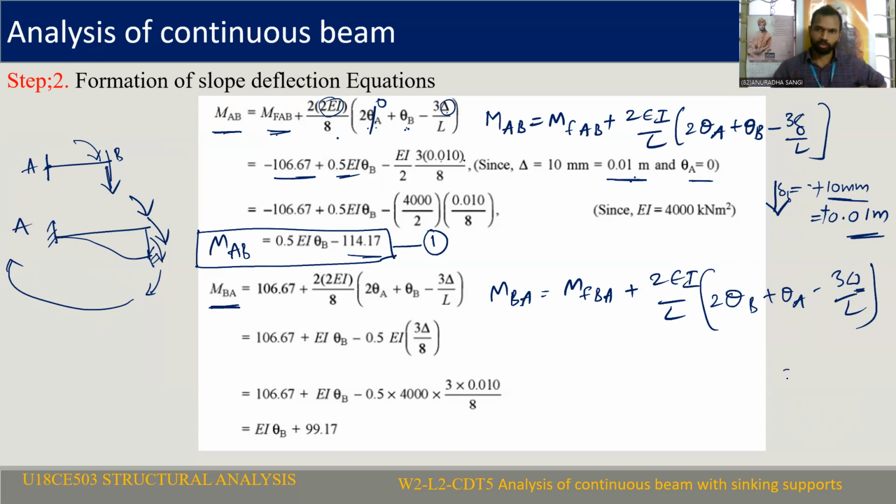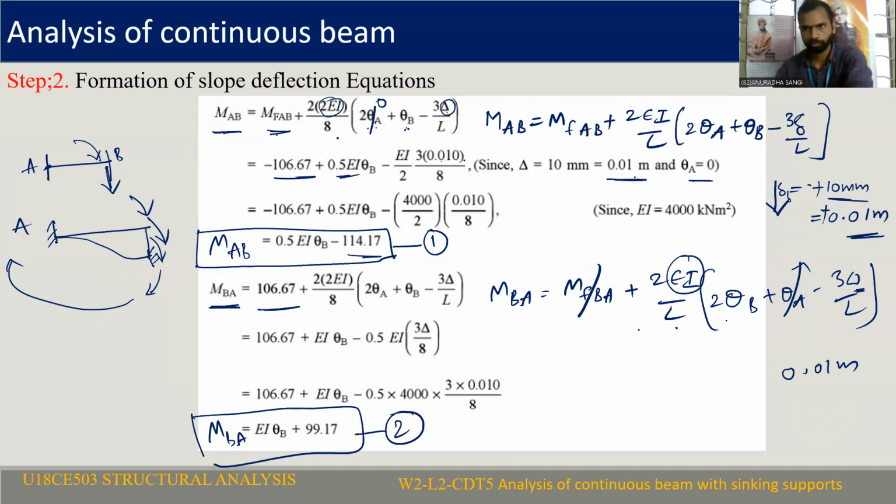Substitute delta equal to 0.01 meters and theta A equal to 0. Theta B remains unknown. Substitute 2 EI for EI, L equal to 8, MFBA equal to plus 106.67. Substitute it. Finally, you are going to get MBA equal to EI theta B plus 99.17. This is equation 2.